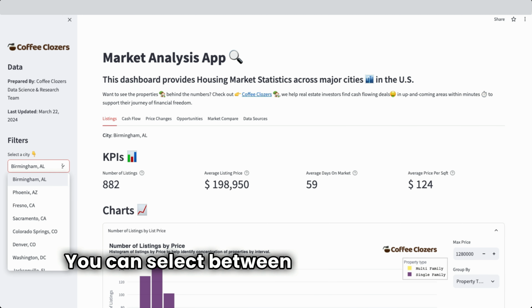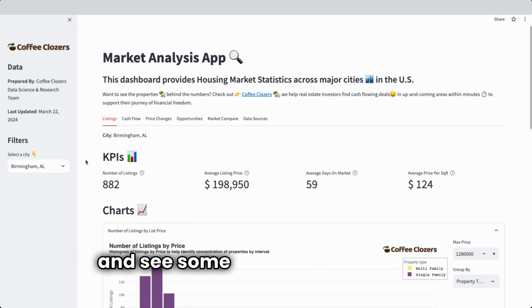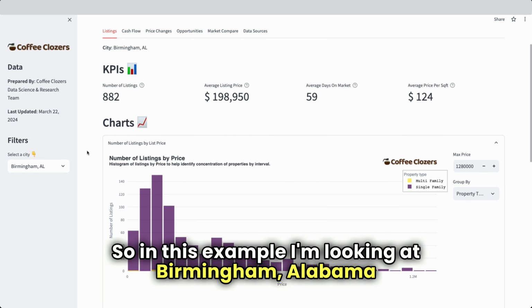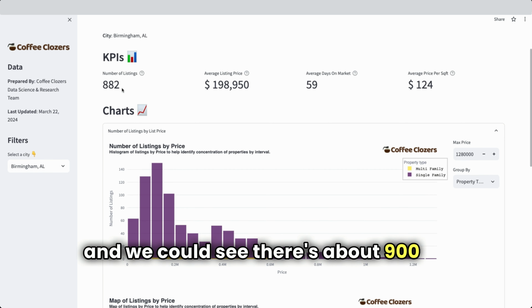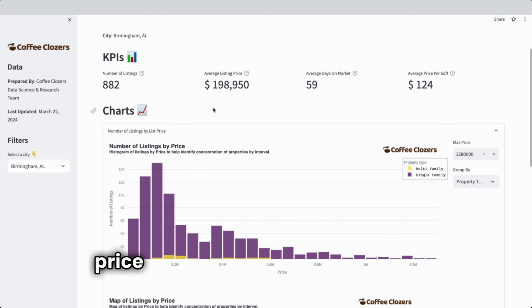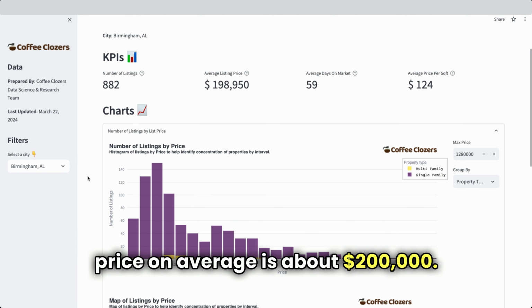You can select between 50 major markets and see some great stats behind it. So, in this example, I'm looking at Birmingham, Alabama, and we can see there's about 900 on market listings, both single family and multifamily, and the listing price on average is about $200,000.